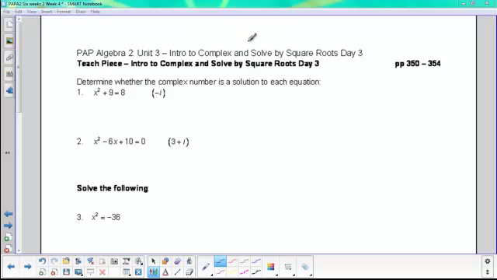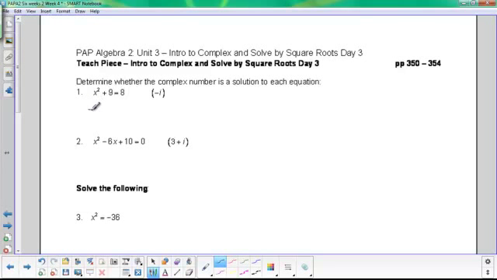Hi, Intro to Complex and Solving by Square Roots Day 3. Today we're just going to do some investigation with i, as well as finding imaginary solutions to problems. To determine whether a complex number is a solution or not, simply plug it in. So we'll replace x with the value -i.